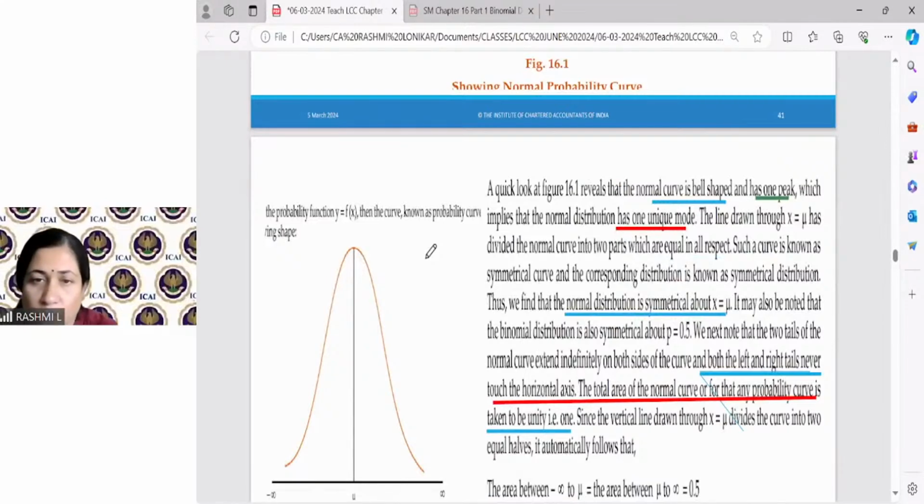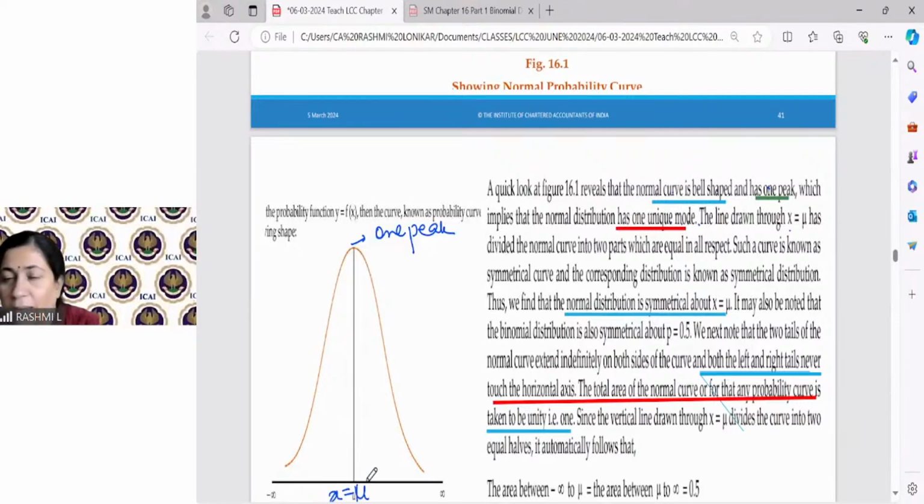Now let us go further. So what is this? This is a bell shape. This is a normal curve. How many peaks does it have? It has one peak. So it has one unique mode. Okay. So normal curve is bell shaped. It has one peak and it has one unique mode. The line is drawn through x is equal to mu.